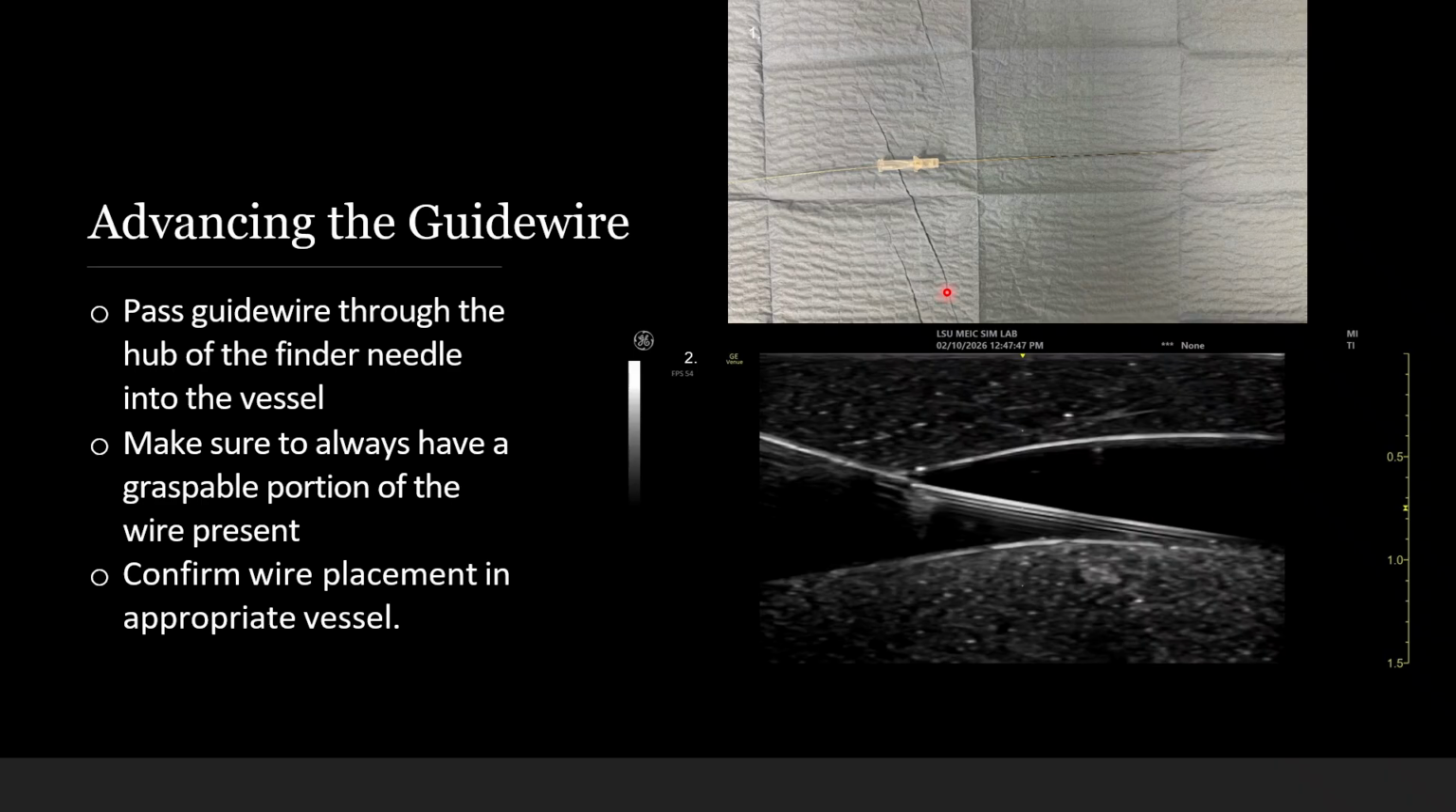Now, what does that look like once you get down through the ultrasound? If you want to watch, you can have your image. It's passed through. And again, we have that hyperechoic guide wire with reverberation artifact behind it.